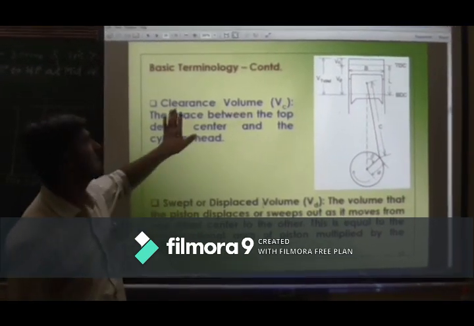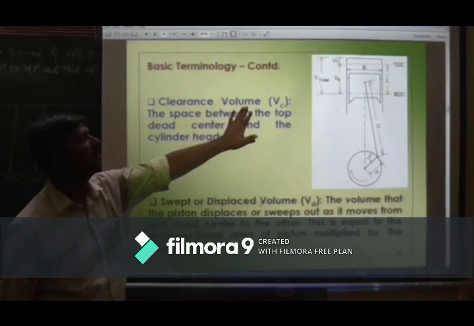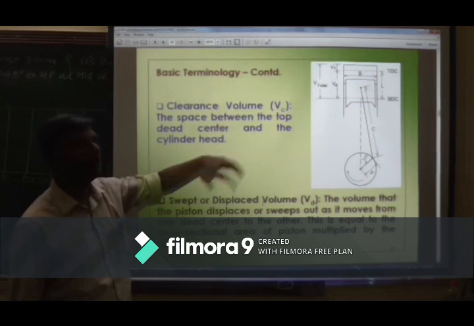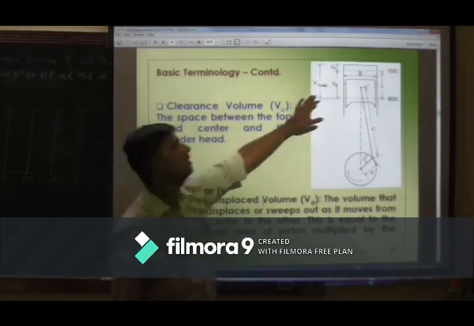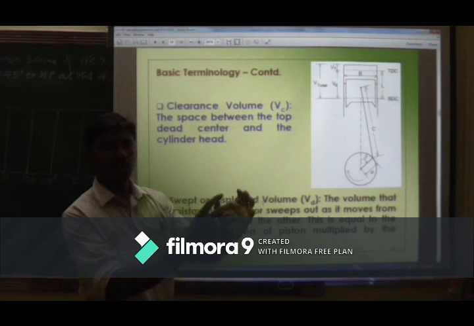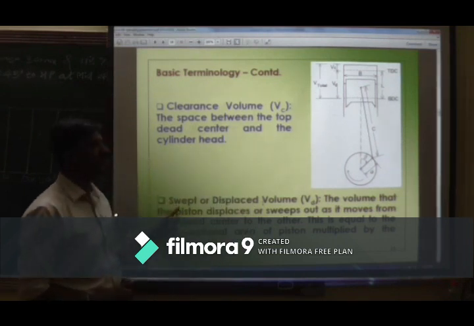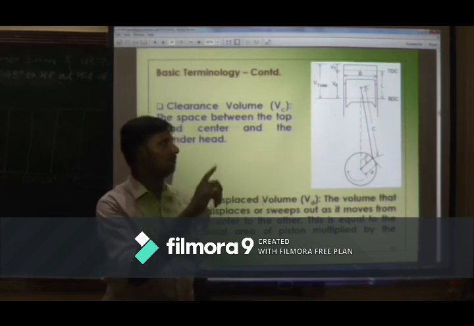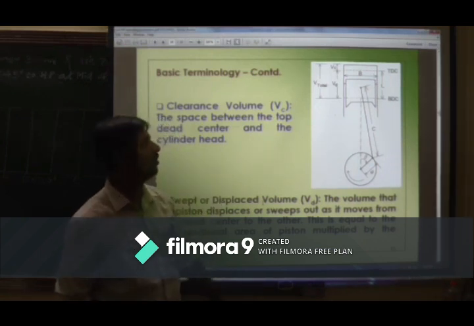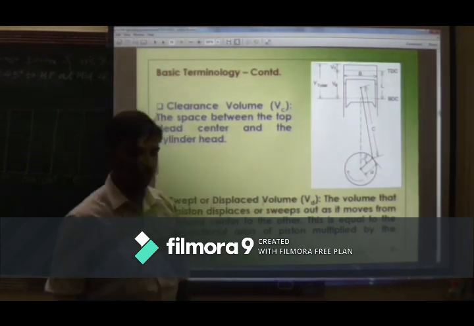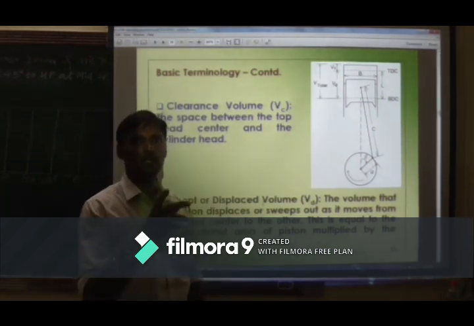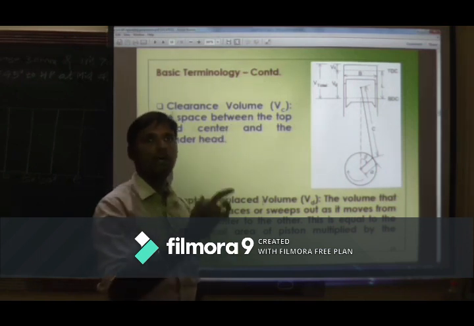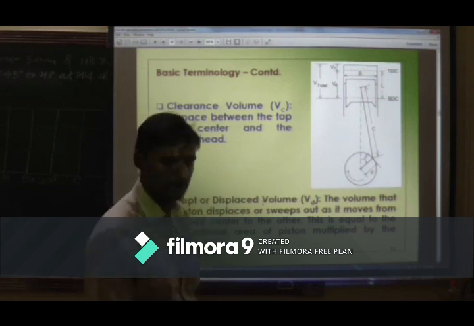Also see some concepts about terminology, that is clearance volume. Clearance volume is nothing but combustion chamber volume. The manufacturer will decide this volume, he will do some research work, and then he will decide how much the combustion chamber volume should be. Swept volume, what is swept volume? Pi by 4 D squared into L, where D is bore diameter and L is stroke length. So that is swept volume. If there are n cycles, then n times there will be suction of air, that is pi by 4 D squared L into small l.